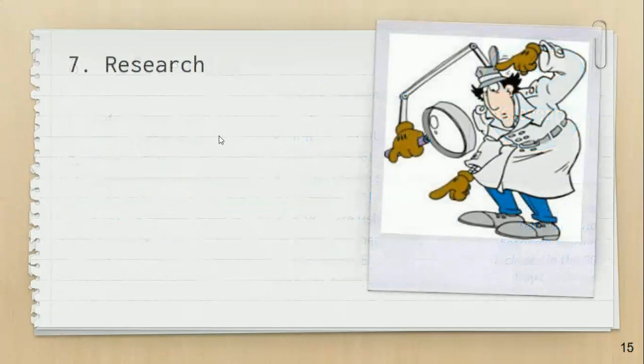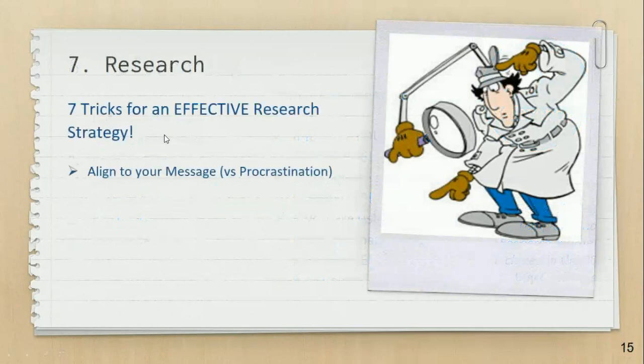So lastly, we're going to look at research. Now, this is the fun part. And again, in the 90-day program, you get a little bit more on this because you do get the research journal to assist you with this. So I want to give you 7 tricks for an effective research strategy.